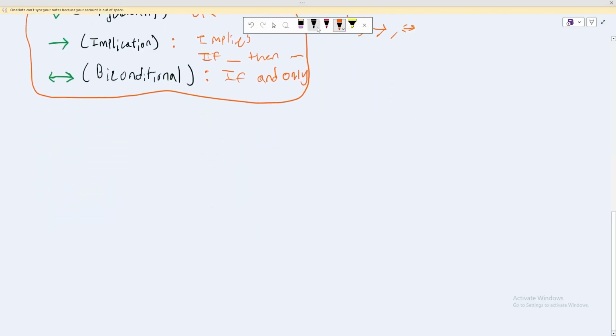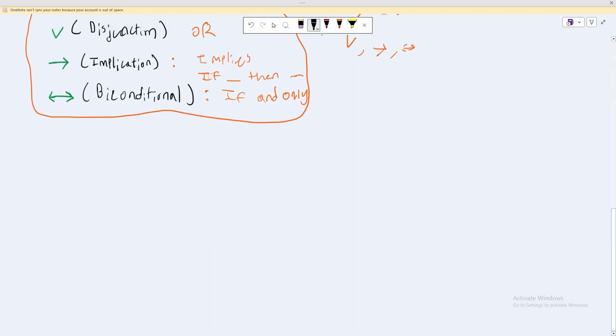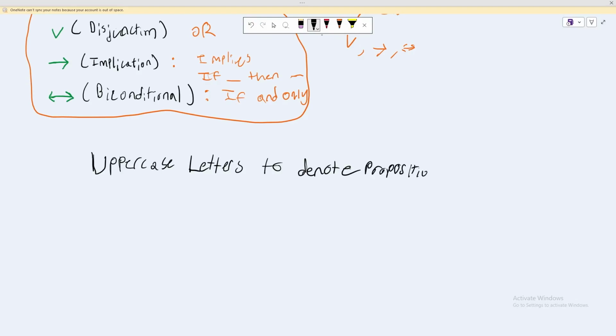Another thing is that when you are writing statements and propositions, they usually use uppercase letters to denote a proposition. That would be like P, Q, R, and I'll show more examples of this later on.